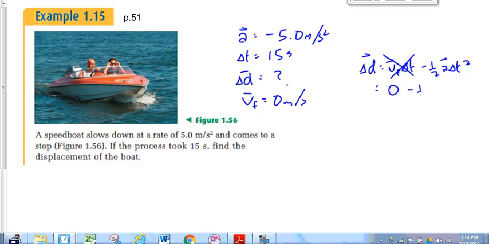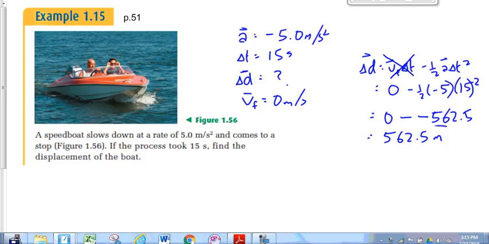Subtract 1/2 of -5. Negative is important there. Times t squared, 15 squared. What do we get? 0 minus 15 squared is 225. 225 times 5 is 1125 divided by 2 is 562.5. Negative 562.5 because it's subtract the negative value, right? Which, of course, if you subtract the negative value, what do you get? Positive value. So the answer would be positive 562.5 meters.